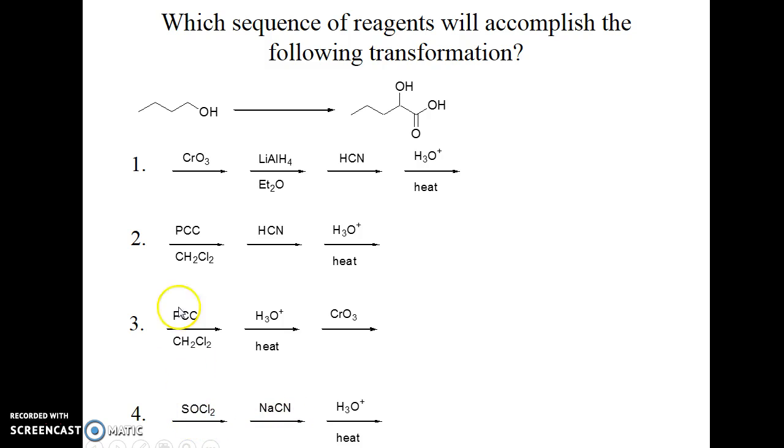If I look at thionyl chloride, that would derivatize this and then do an SN2 to give us a chlorine here. Remember, that was how we were able to change a primary alcohol to a chlorine. Okay, if I treat with sodium cyanide, we would get SN2. And then I could hydrolyze with acid and heat, and that would give us a carboxylic acid. But I would not have this alcohol group there. So the one that is the correct answer is this one right here.